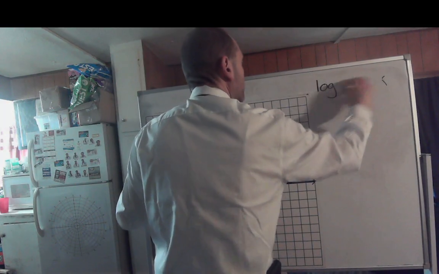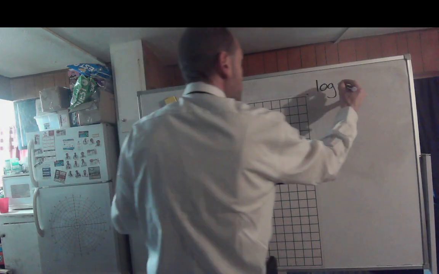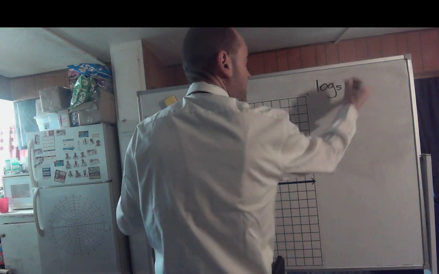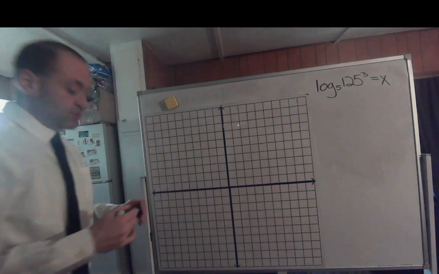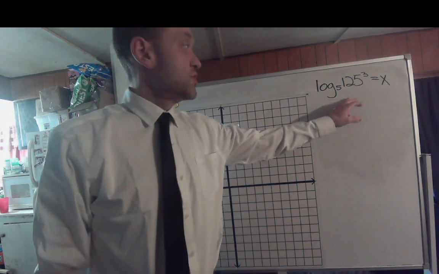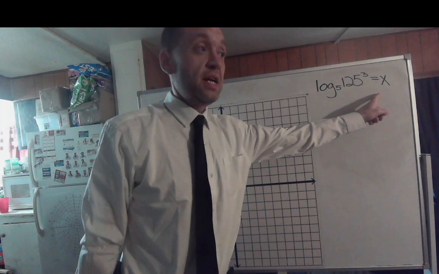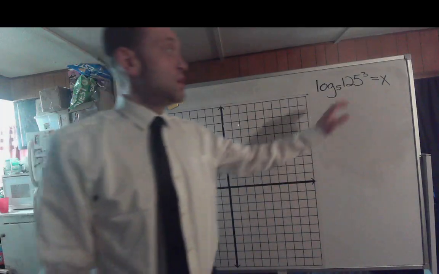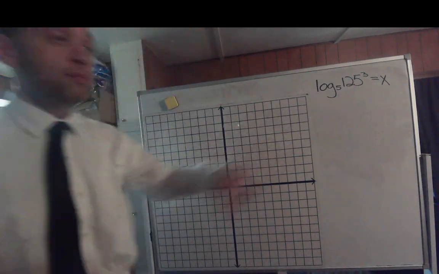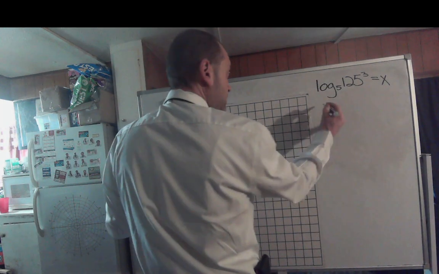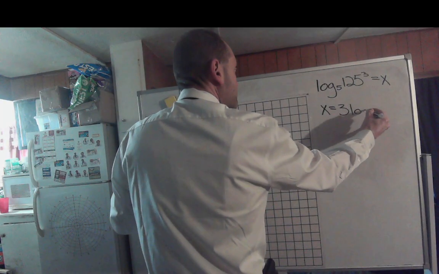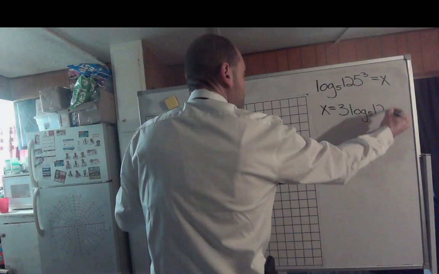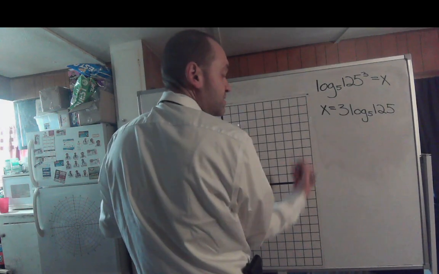Let's do one more like this. We have log base 5 of 125 raised to the third power equals x. Well, since it's a log of a number to a power, that power will come down front and be multiplied by the logarithm. So that means x is going to equal 3 times log base 5 of 125.